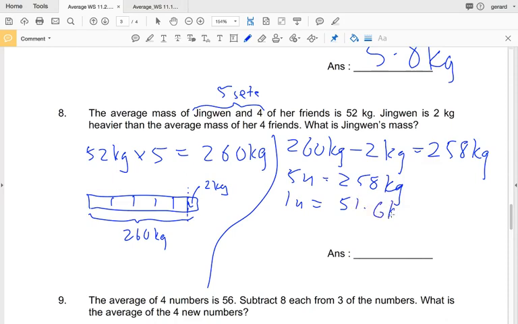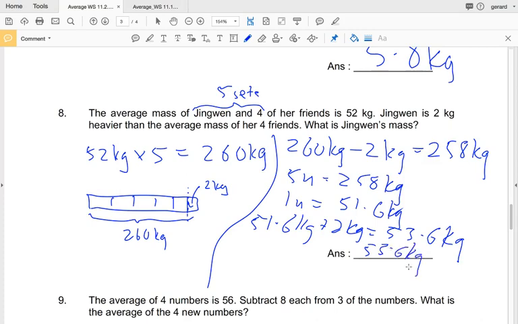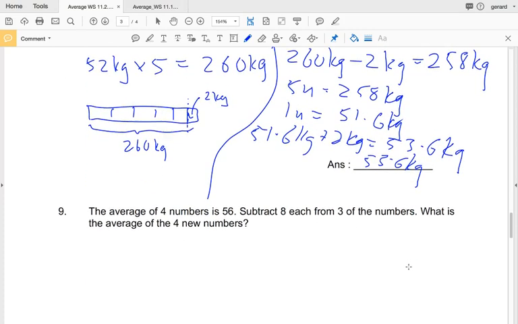51.6 kg. Okay, what's Jingwen's mass? This one plus 2 kg. Plus 2 kg is Jingwen's mass. 51.6 kg plus 2 kg, 53.6 kg. Right? Got it? Yeah, got it. Let's go to the next one.